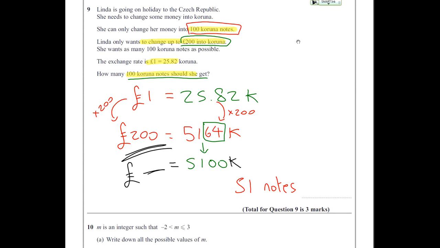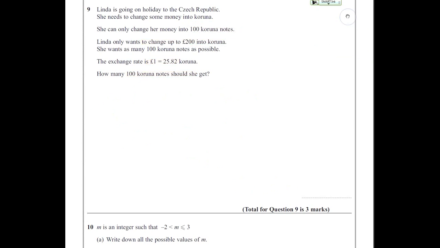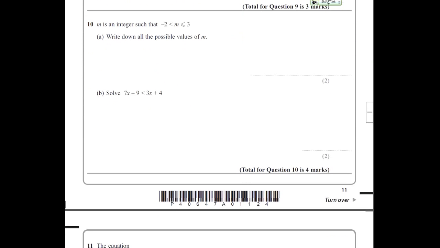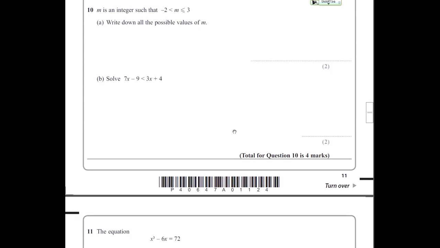Moving on to question 10. M is an integer. Integer just means whole number. Okay, whole number, like a counting number, 1, 8, 59, 72, 81, whatever. And M is between -2 and 3. Write down all the possible values of M. Right, so if we imagine a number line, there's 0 in the middle, -1, -2, 1, 2, 3.